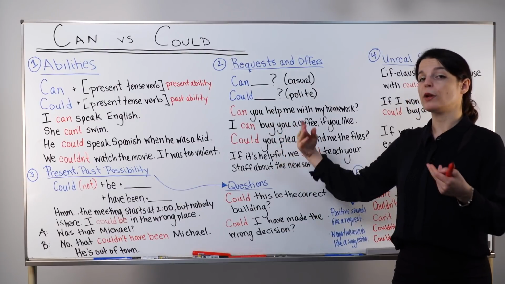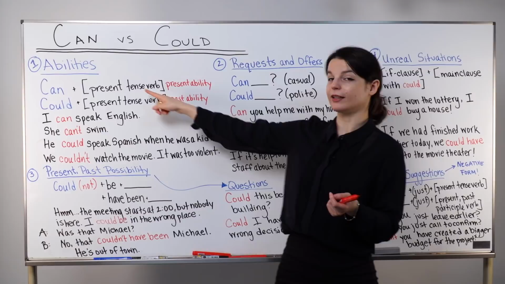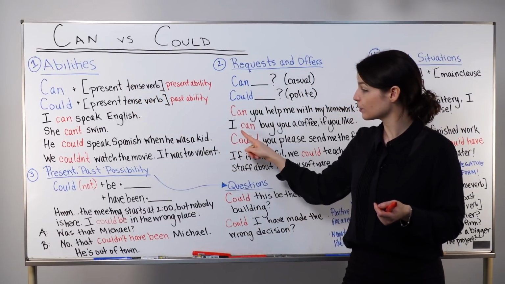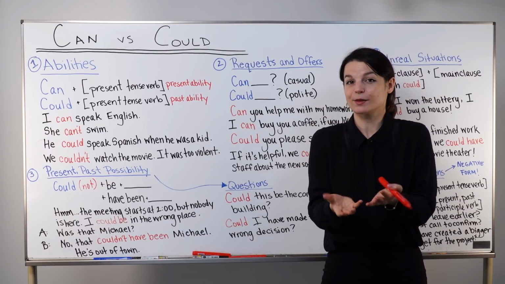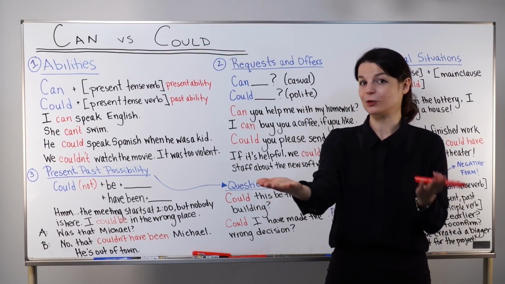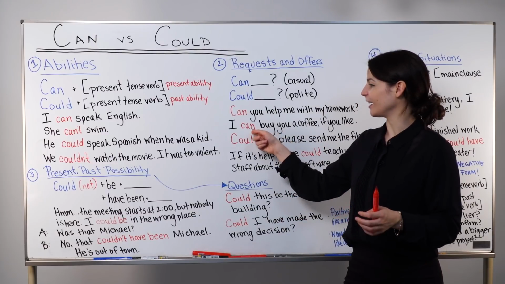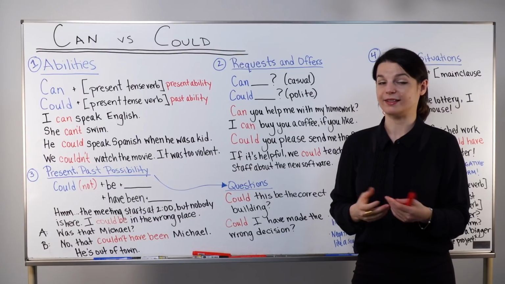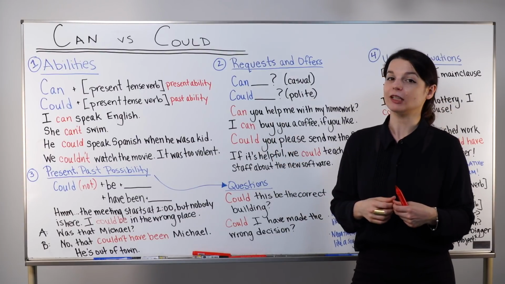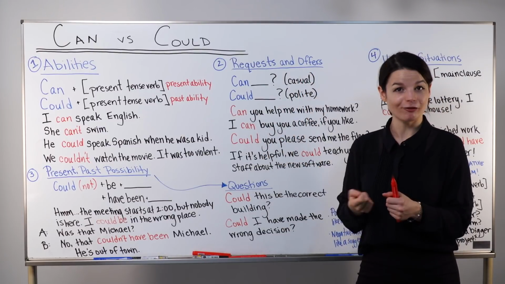So again, we can think of this a little bit like an ability. So it's like the speaker is saying, right now, I have the ability to buy you a coffee. Would you like a coffee? But that doesn't sound natural. It's like saying, right now this is possible. I can buy you one, so is that okay? I can buy you a coffee if you like. So this is a nice, friendly way to make an offer.